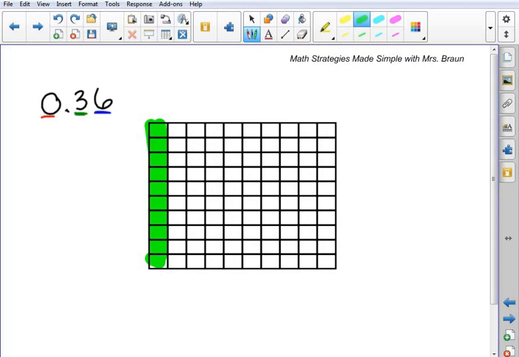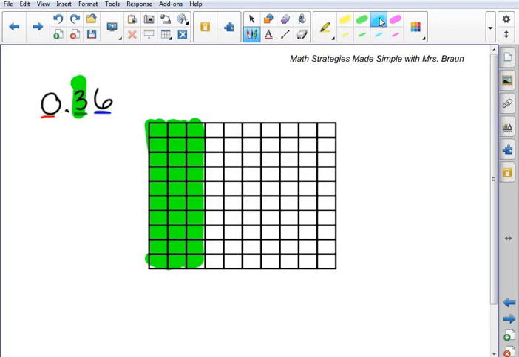If you want to think about it as money, there's 100 of them here, so this would be equal to $1. One box would be equal to 1 penny or 1 cent, and then an entire column would be like your dimes. So this is telling me I've got 3 tenths, so that means I'm going to have 3 entire columns shaded in here. Okay, so that's what I just did with this green.